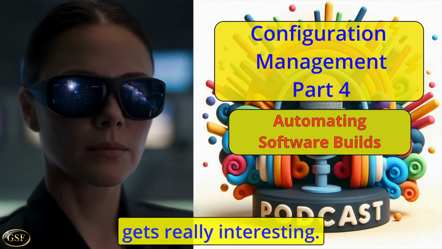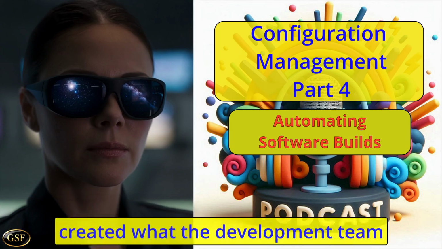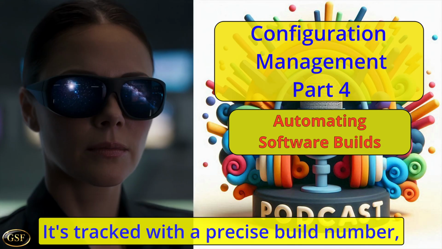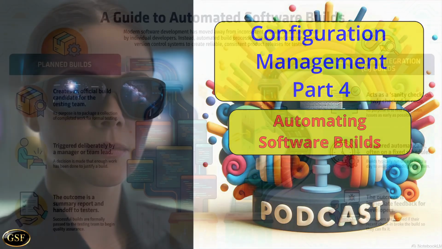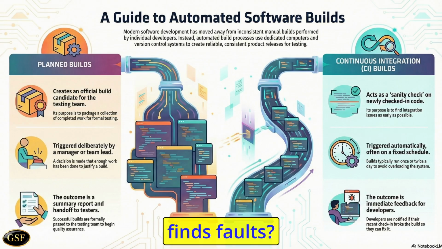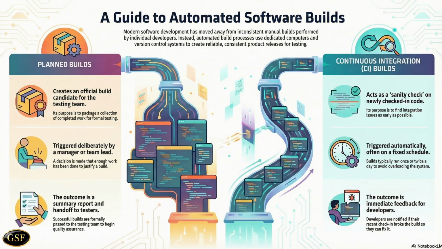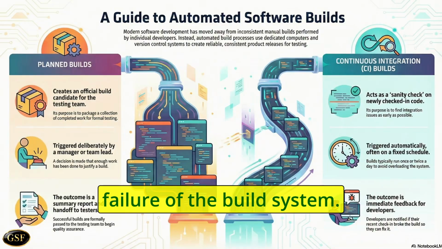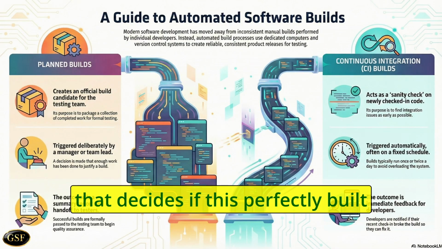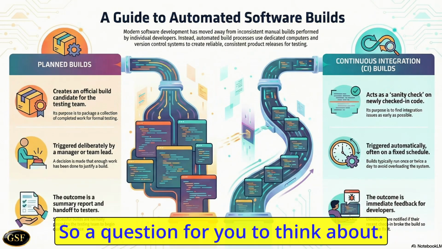And here's where it gets really interesting. And this is the thought we want to leave you with. This whole process has created what the development team thinks is a perfect product. It's tracked with a precise build number, and it's been formally handed off. But what happens when the testing team inevitably finds faults? That is the crucial pivot point in this whole cycle. Finding a fault isn't a failure of the build system. It is the beginning of the feedback loop that decides if this perfectly built thing ever actually makes it to the customer. So a question for you to think about.